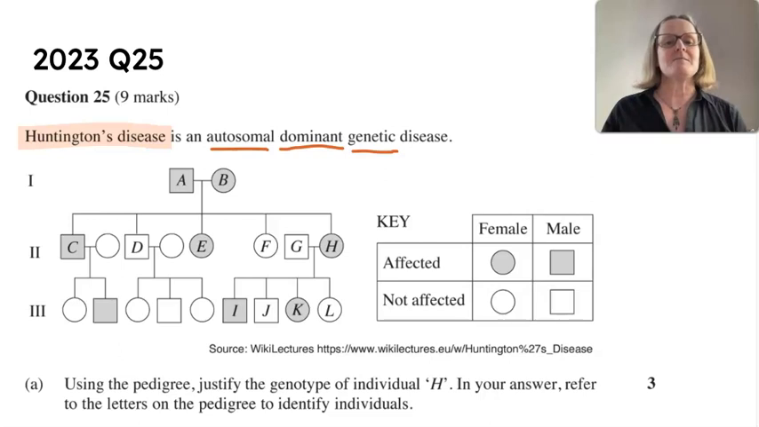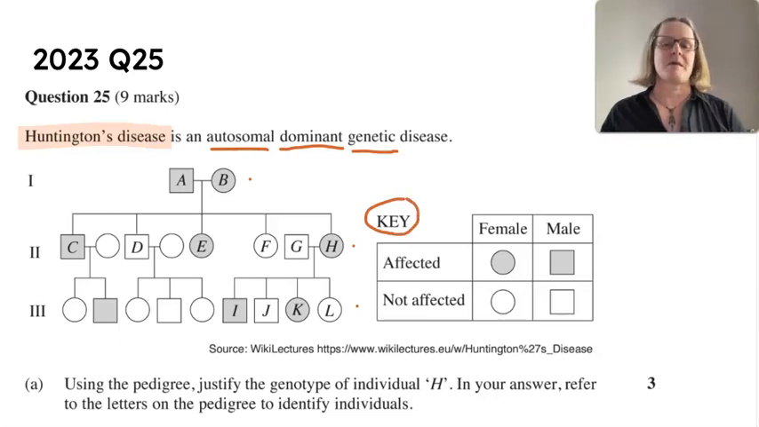So we've got a family pedigree here, and these are grandparents here, these are parents, and these are children, and we've got a key telling you whether they've got the disease or not, and whether they're male or female. So these shapes should be familiar to you, but have a look carefully. And then it says using the pedigree. So we must refer to the pedigree. That's what using means. You've got to refer to the pedigree in your answer.